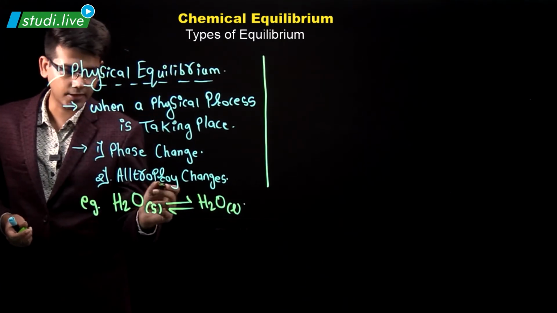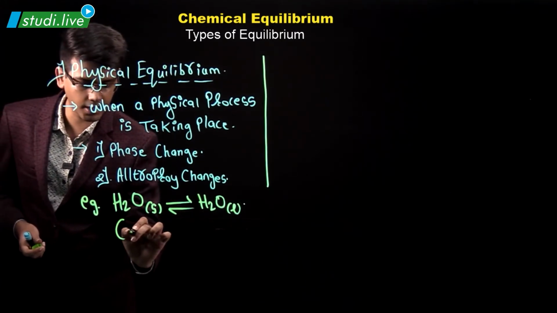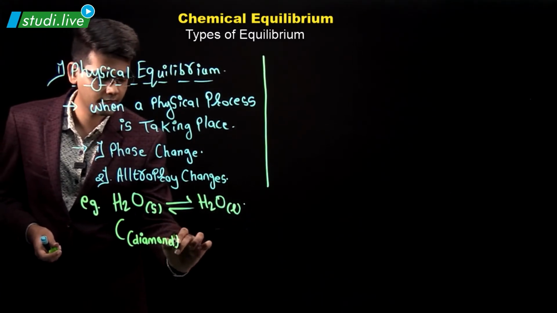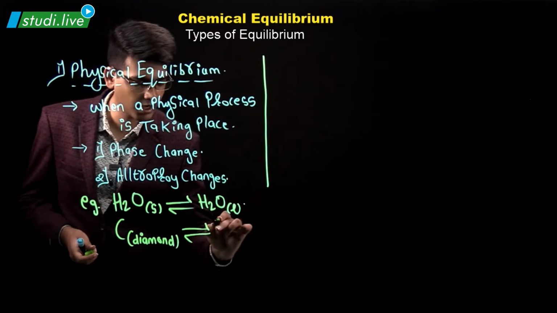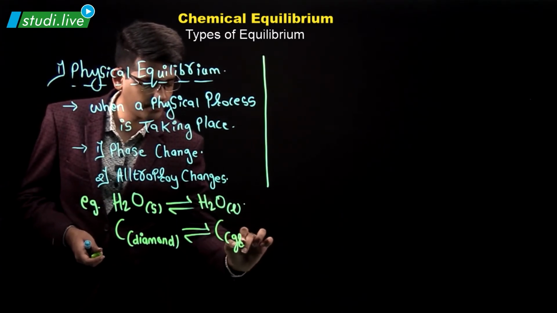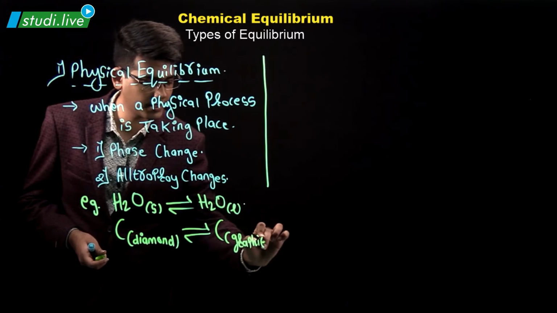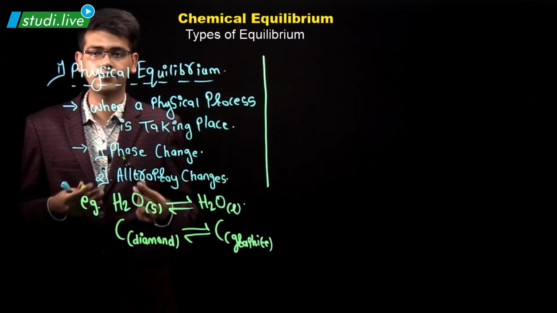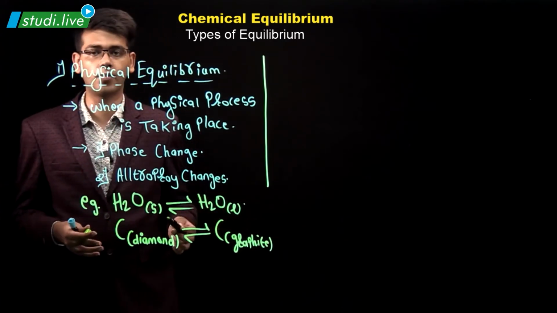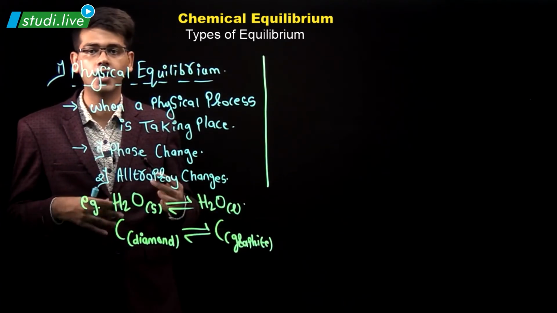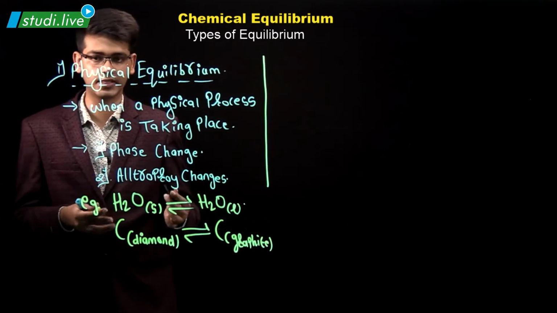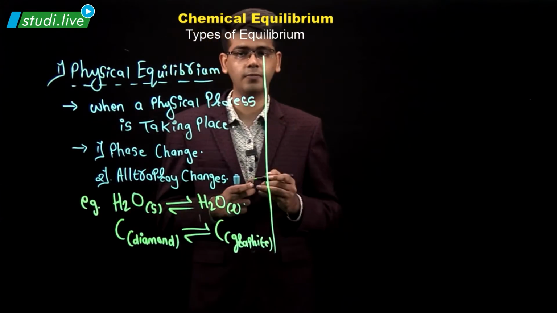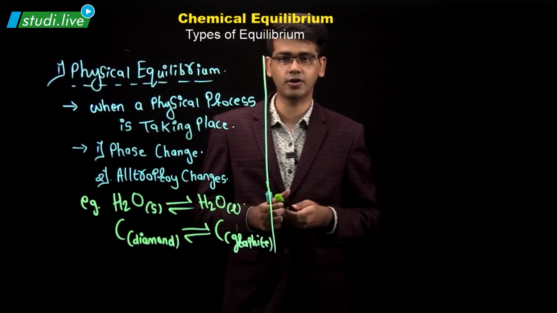Then for allotropy change, we can say carbon in diamond form, diamond being an allotrope of carbon, is in equilibrium with carbon in graphite form, where graphite is the allotropic form of carbon. During this change also, when carbon in the form of diamond is converted into carbon in the form of graphite, the change is a physical equilibrium condition. So this was the physical equilibrium, which won't be studied in much detail in this chapter.